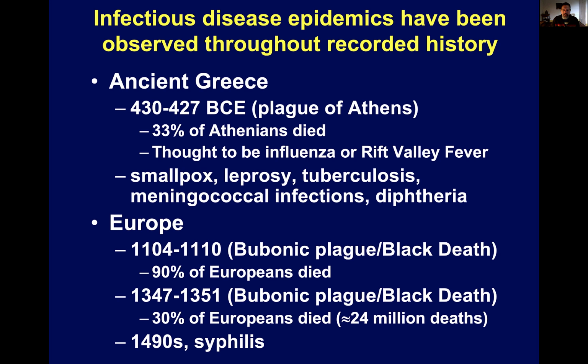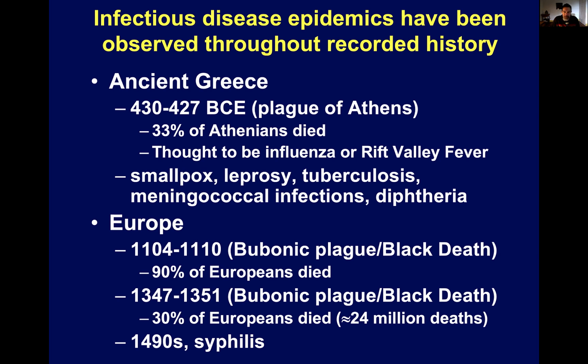Across Europe in the 1100s, bubonic plague killed 90% of the population, and a subsequent wave in the 1300s killed 24 million people, including about 30% of Europeans. Bubonic plague spread by merchant ships carrying rats and fleas infected with the plague bacillus, and it's an early example of the relationship between travel and commerce and the spread of disease. We'll see many more of these.